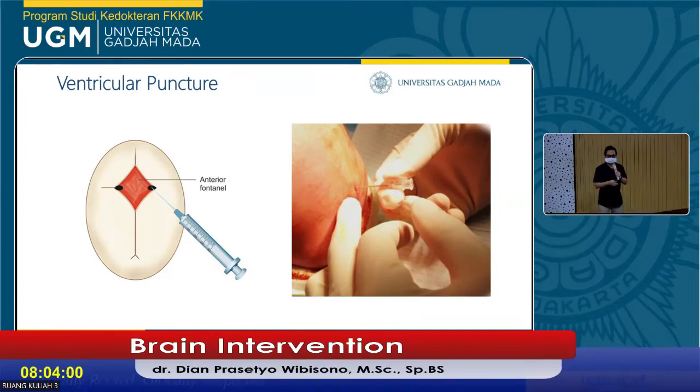Why 2 years old? Because in a patient older than 2 years, this structure will already be closed. The anterior fontanel, ubun-ubun. Kalau bayi itu kan masih terbuka. Jadi di situ kita bisa tusuk sebagai akses untuk mengambil LCS. Ya, tapi dia sudah akan menutup pada usia 2 tahun. So older than 2 years old, you cannot do this procedure. Okay.